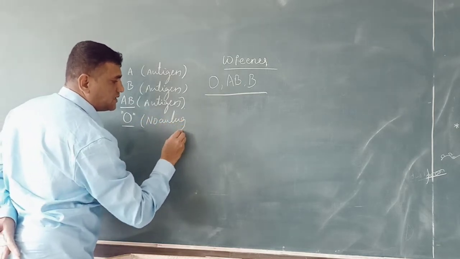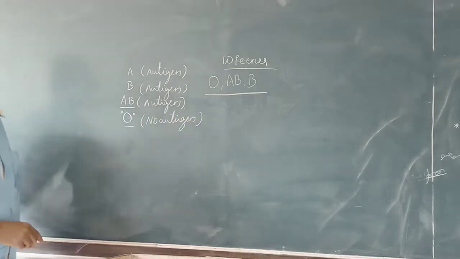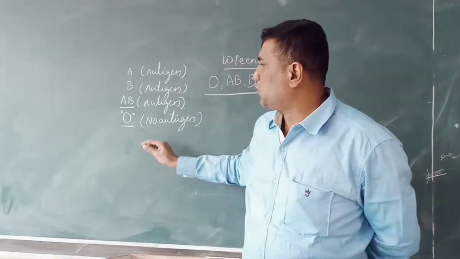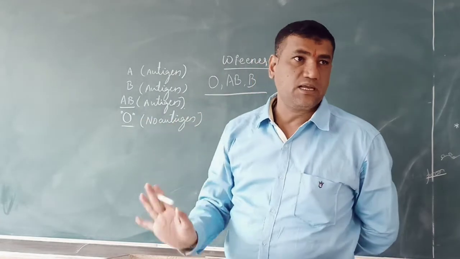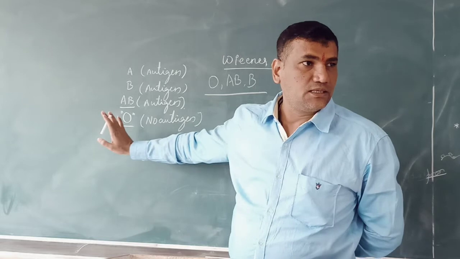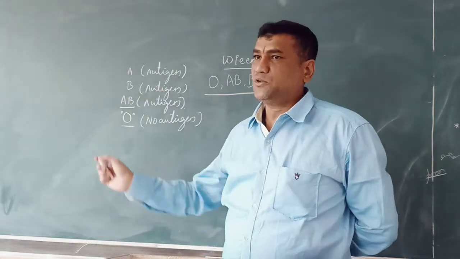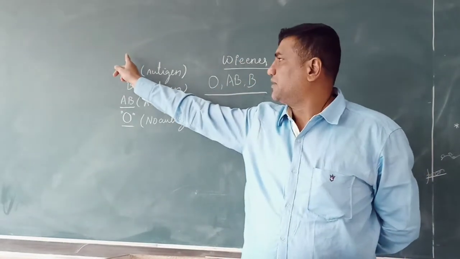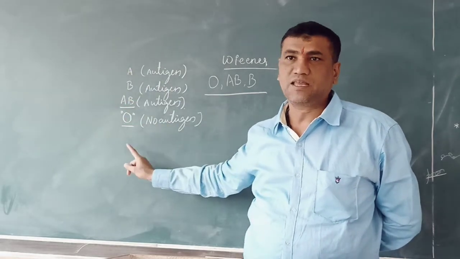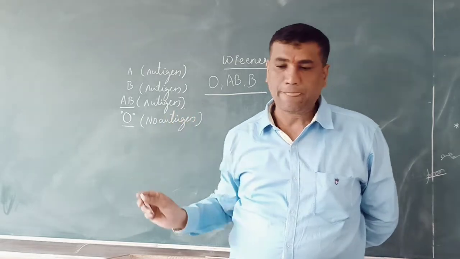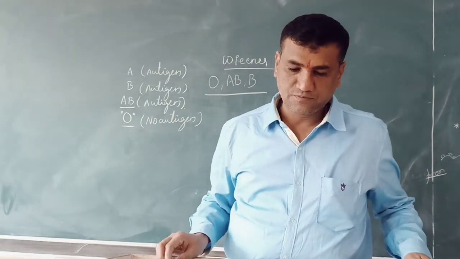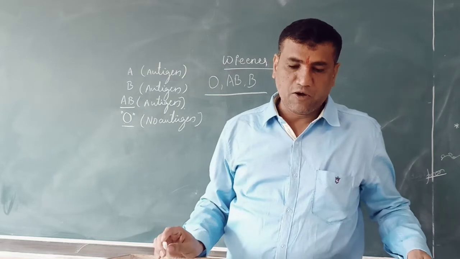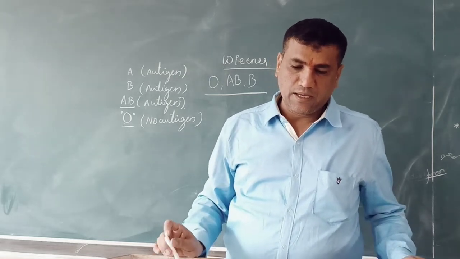Remember only this, it will be easy for you in identification. Whatever the antigen is there, the person's blood group is that blood group. And only in the case of O, no antigens. Opposite to that you can write antibodies. Again, if I say both, you may be confused, but remember that whatever the antigen is there, that is the blood group. And in the case of O, no antigens. That's it. Okay. Here, antigen A and antibody B. Antibody B.